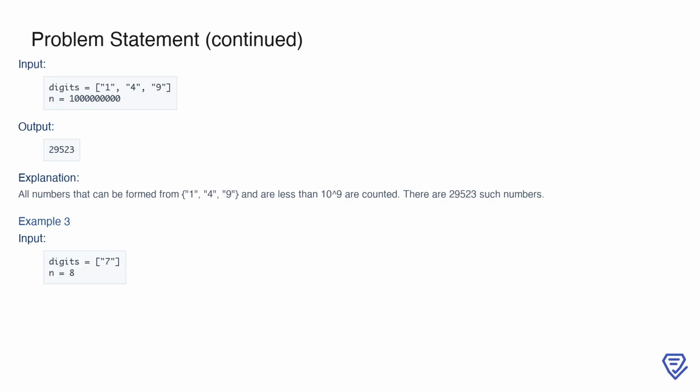Let's look at another example. Here, the input is digits equals 1, 4, 9, and n equals 10000000000. This time, the target number is significantly larger, which means we have many more possibilities. Using the digits 1, 4, and 9, we can form all numbers less than 10 to the power of 9, and the total count of such numbers is 29,523. This example highlights how the size of n and the number of digits in the digits array can drastically affect the number of valid numbers we can construct.